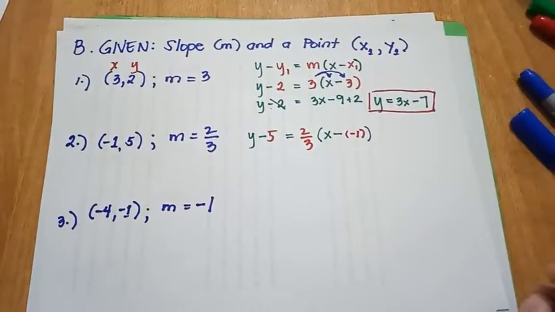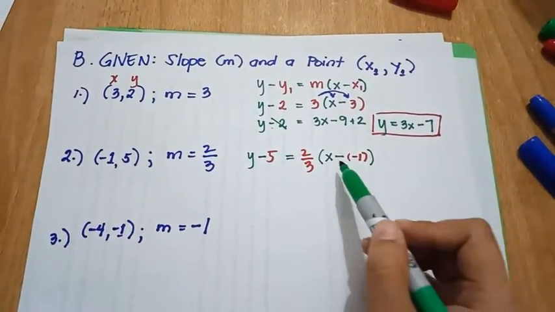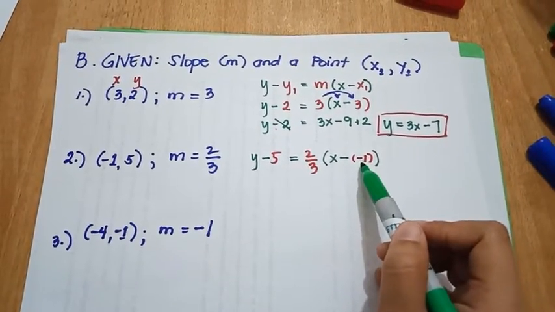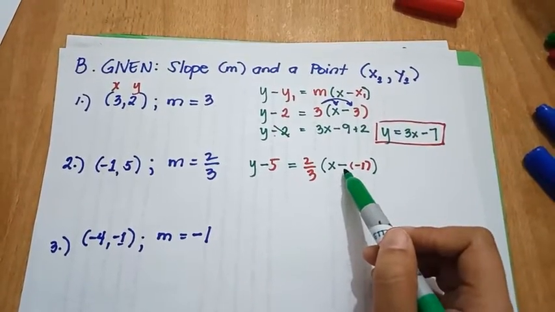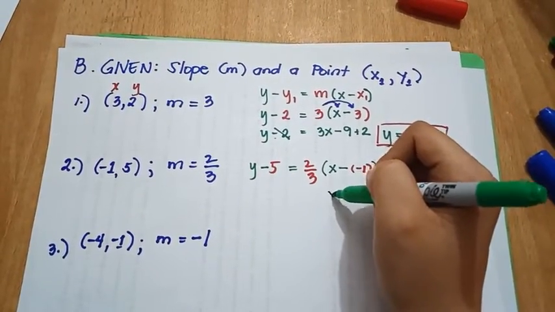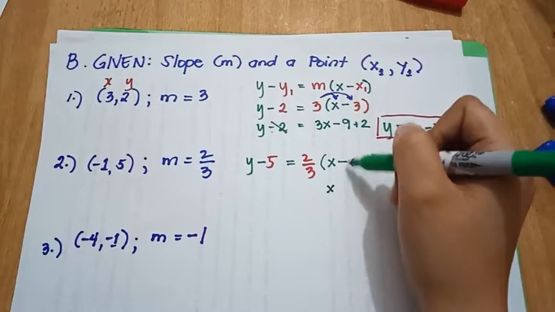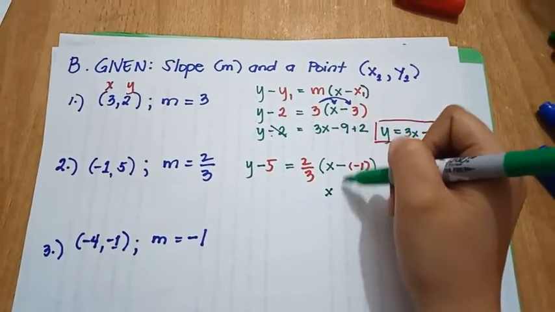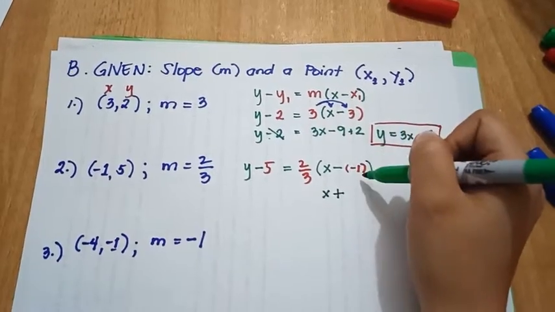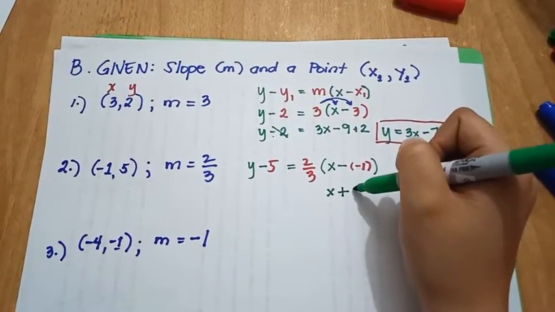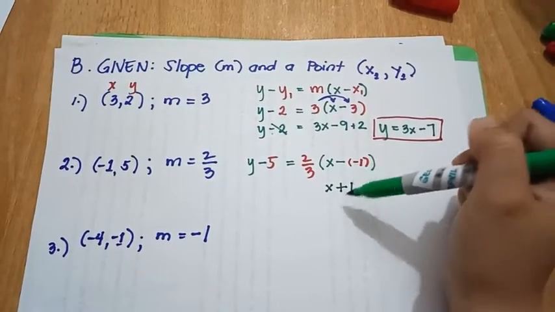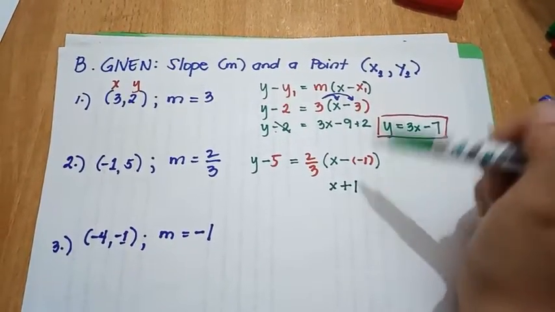Okay, so to simplify our given, let's start with the innermost parenthesis. We have x minus negative 1. Always remember the KSO, keep. So x will still be x. Switch. So negative will become positive. And opposite, the opposite of negative 1 is positive 1. So x minus negative 1 will be x plus 1.